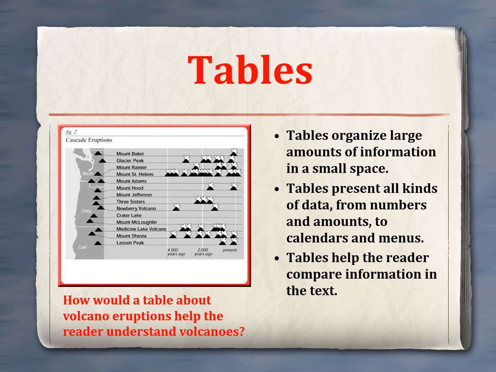Our next text feature is tables. Tables allow us to organize large amounts of information in just a small space. And so tables are good to present information like data, like numbers and calculations and things like that. And it helps us to be able to compare information in a text, okay? So looking at this table, how would a table about volcano eruptions help the reader understand volcanoes?